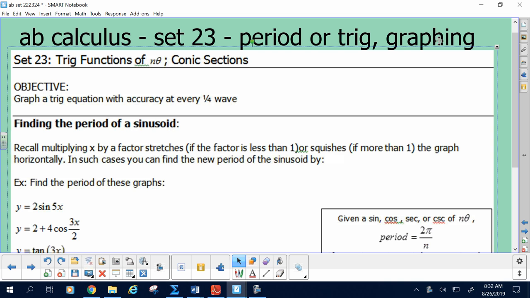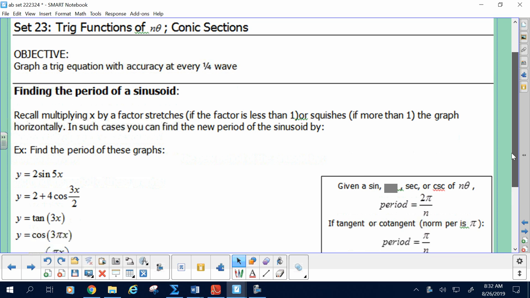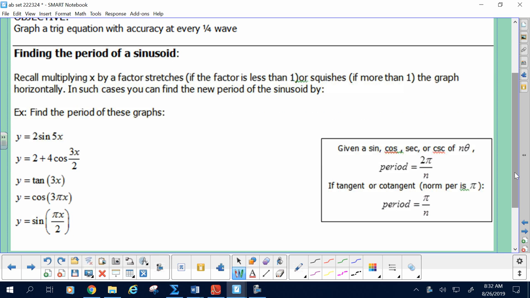I am a little bit picky about my sinusoids. I like them to be pretty, and so I want to make sure you can graph a sinusoid well. All right, so let's go here. First of all, before you do that, let's talk period. What's the period of this first graph? How do you find the period?